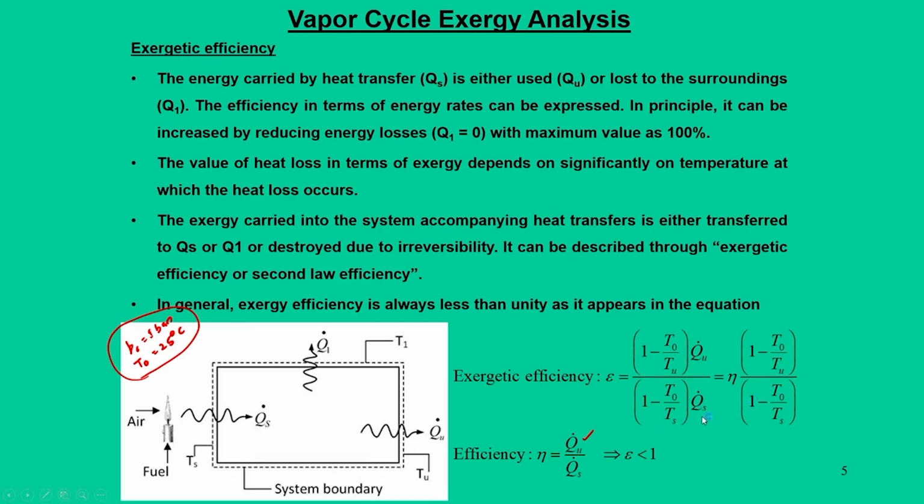So, now considering this, the exergetic efficiency can now be rewritten as the efficiency of the system multiplied by another term, that is (1 minus T0 by Tu) divided by (1 minus T0 by Ts). Obviously, since the efficiency is always less than 1, the exergetic efficiency will also be less than 1. So, this is how you calculate the exergetic efficiency.